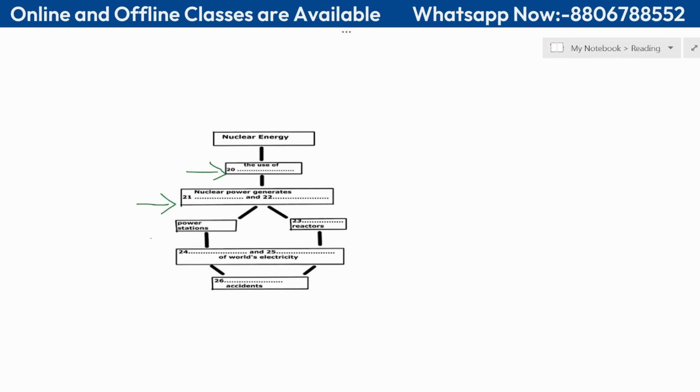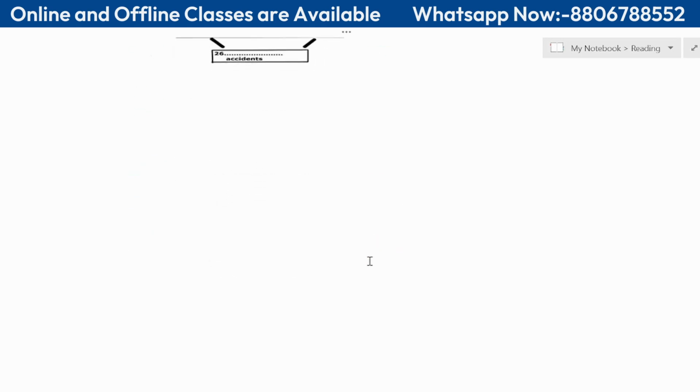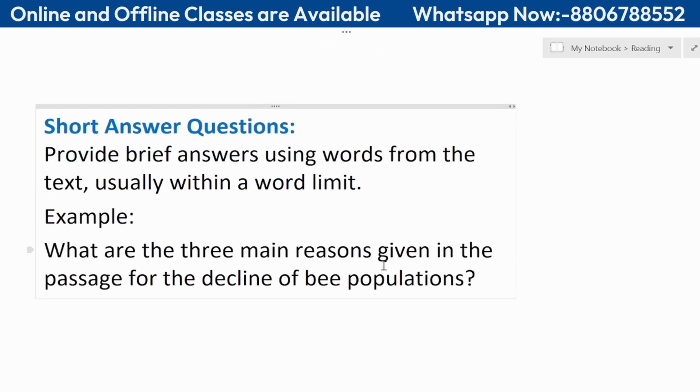So there are numbers, number 20, then number 21, number 22, number 23, then 24, and then 25. So these are the different question forms. There are blanks, so you need to fill in this flowchart by reading the passage. So this is one of the examples, and the next one is in relation to short answer questions.